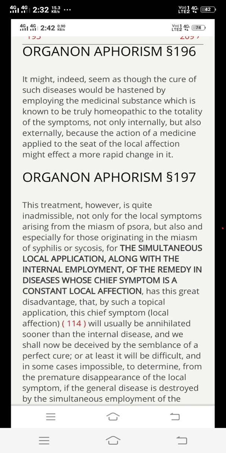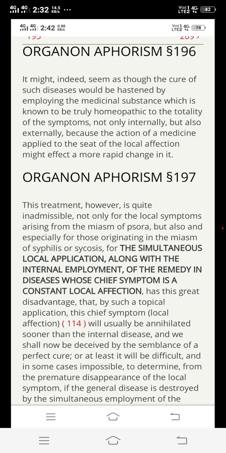In this aphorism 186, they explain the different causes of aerodynamic local diseases. For example, injuries from external material cause, dislocation of joints, then lacerated injuries, extraction of foreign bodies that have penetrated into the living parts, then fracture of bone, etc. So these are the aerodynamic local diseases.